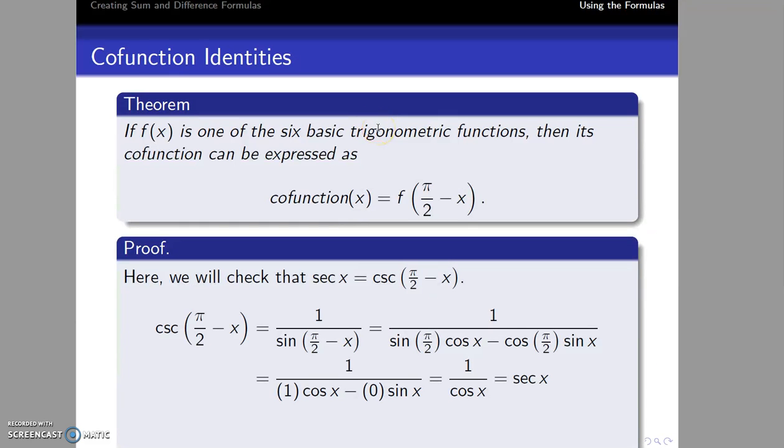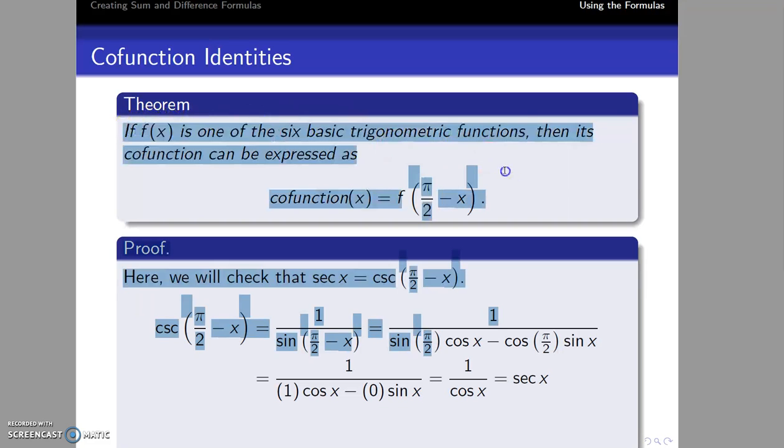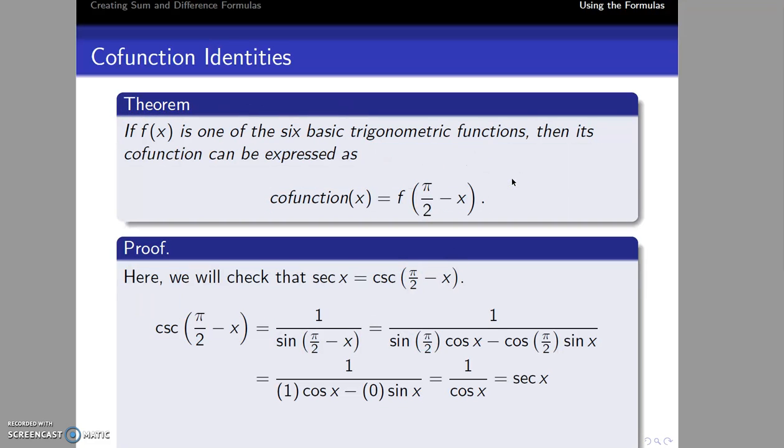Let me give you an example of how to use sum formulas or difference formulas in a proof of an identity. Here's a theorem for you that we're actually going to prove here. We are going to prove something together. And by that I mean I have something written up and you're going to follow along, and hopefully it makes sense to you, because if not, I need to know about it.